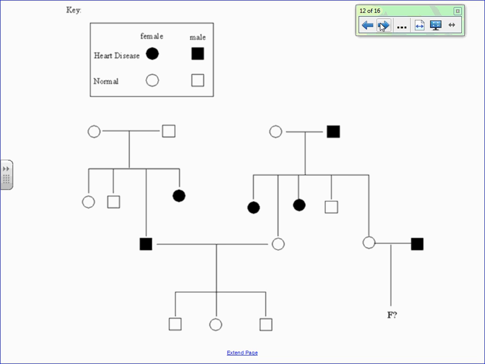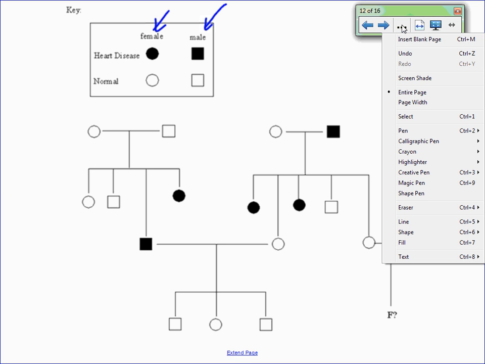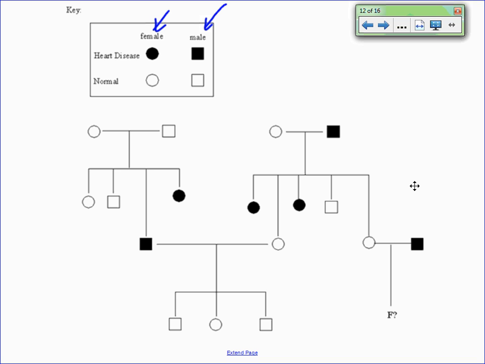Some basics that you need. The first thing we need to compare are these two pieces of information right here. Those pieces of information at the top tell us the difference between the symbols. So on the symbols, you see a square here, a square here. That always indicates a male member of that family. Where the opposite is true, whenever you see a circle, circles are what are going to indicate female members of that same family.